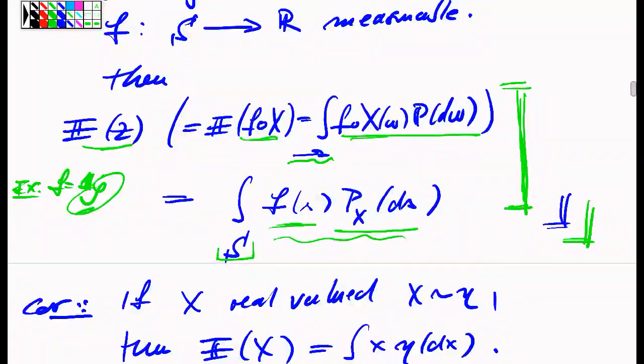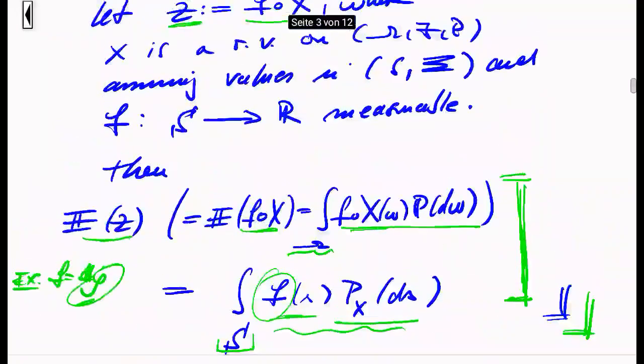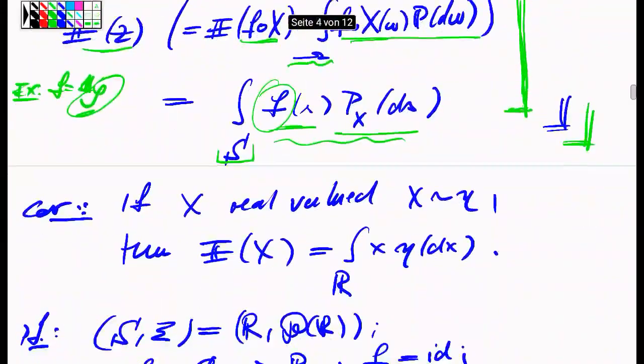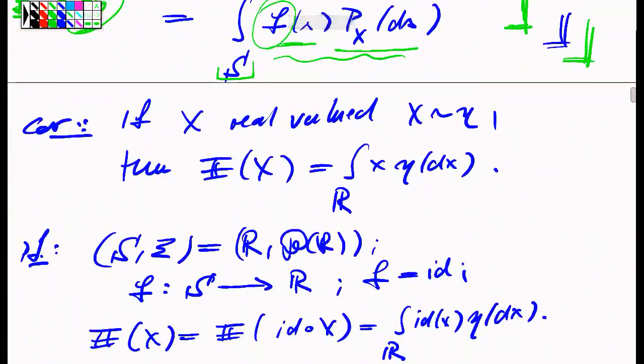And then for more general cases, when f is not necessarily an indicator function, this statement will follow just by approximation. Okay, so we see that computing the expectation in many cases of a transformation of a random variable just involves the law of the random variable on this intermediate space.